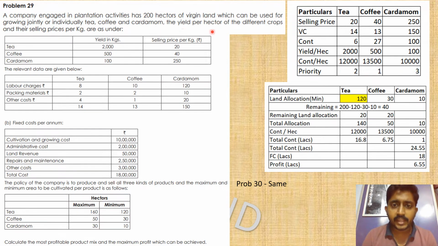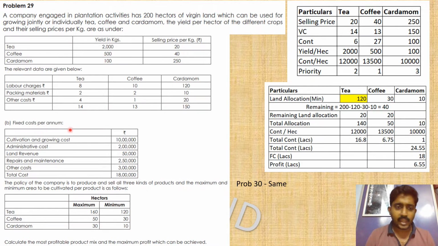The yield per hectare of the different crops and their selling prices per kg are as under. In a hectare, how much yield will come. So yield in kgs is given for all three crops, and the selling price per kg is also given. Next, the relevant data is as below: labor charges, packing materials and other costs. They have not given it as a variable cost, but since labor charges and packing materials are variable in nature, I am assuming other costs also are variable in nature, and the total variable cost for all three crops is given.